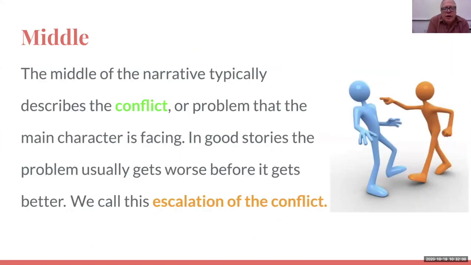The middle of the narrative typically describes the conflict or the problem that the main character is facing. In good stories, the problem usually gets worse before it gets better. We call this the escalation of the conflict. Okay? The problem will get worse, and it will get worse, and it may get worse again before it's finally solved or before it finally comes to an end.